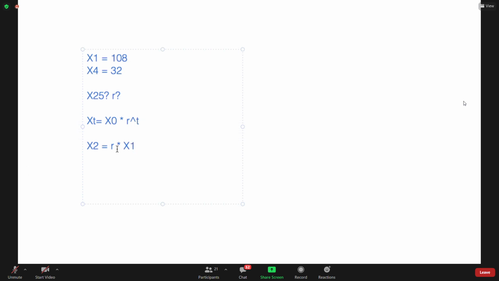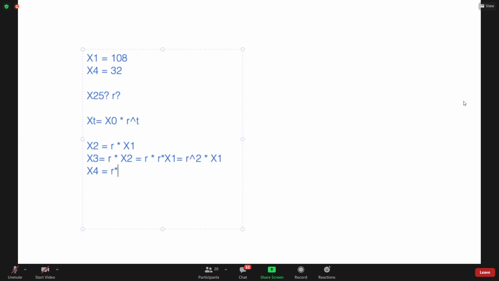So x2 is equal to r multiplied by x1, which means I can also calculate x3 in the same way, as r multiplied by x2. However, I don't know x2. So how do I calculate it? I will rewrite it as r multiplied by r multiplied by x1, which will yield r to the power of 2 multiplied by x1.